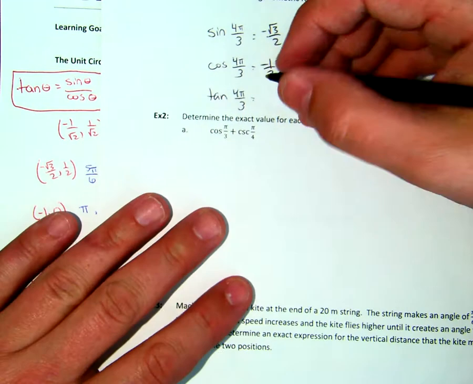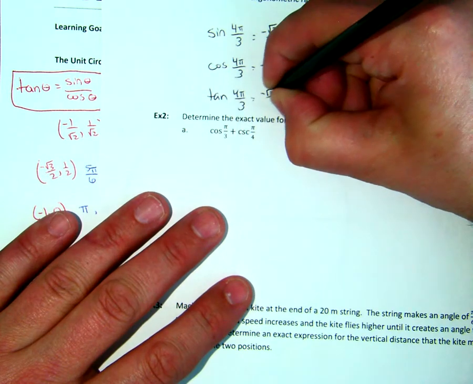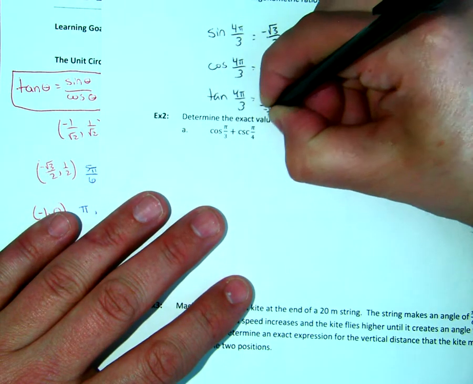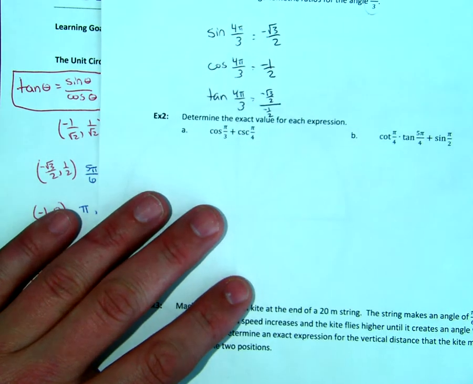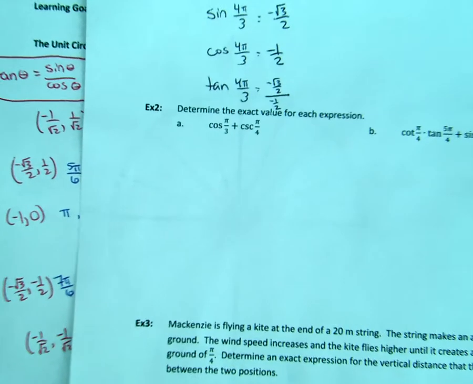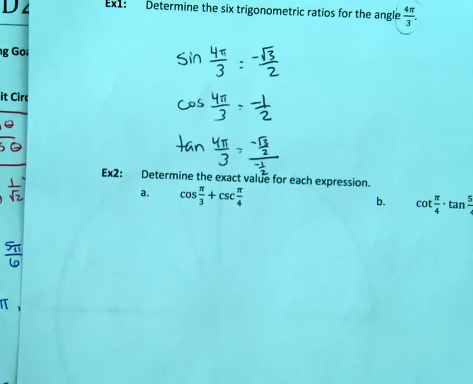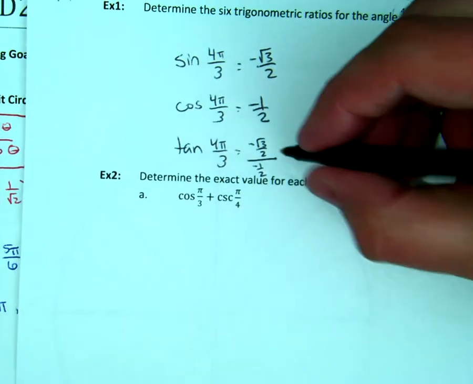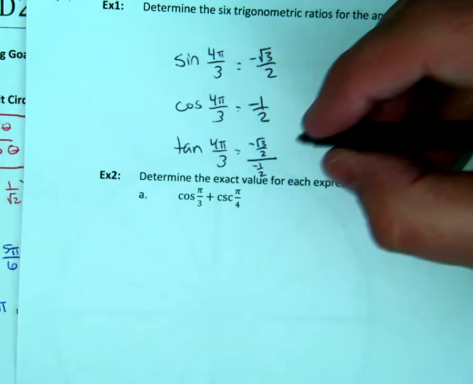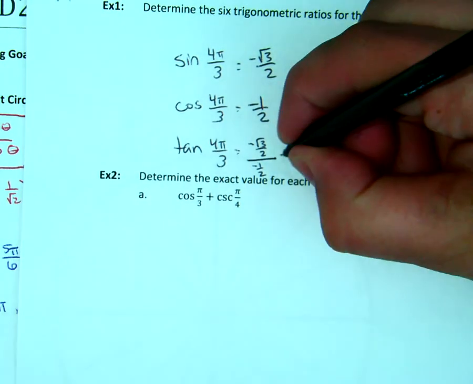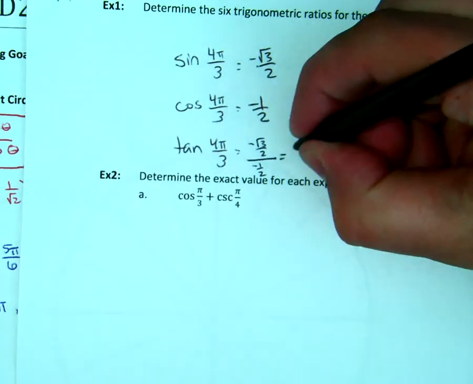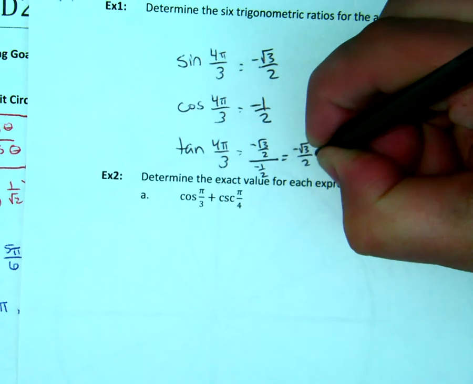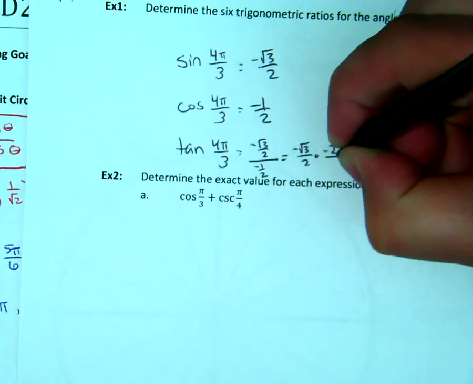So all I'm going to do is negative root 3 over 2 over negative 1/2. And we'll think back to what we did with fractions when you were younger, and this is just dividing. So to divide fractions, we invert and multiply. I'm running out of space, so excuse me while I work across. So this is negative root 3 over 2 times 2 over 1.